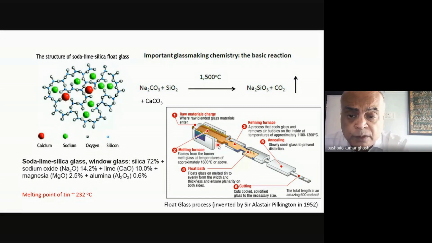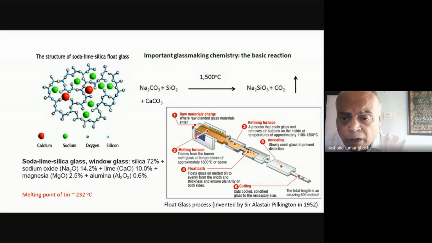Now, this is also important because the tin is molten. You have to make sure that there is no turbulence at the time that this molten glass is introduced, because then there'll be a mix-up, and you might actually get contamination of tin in the glass. So obviously, it has to be introduced in a laminar flow, so that there is no turbulence.